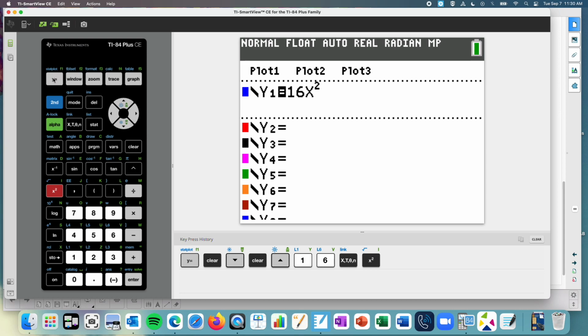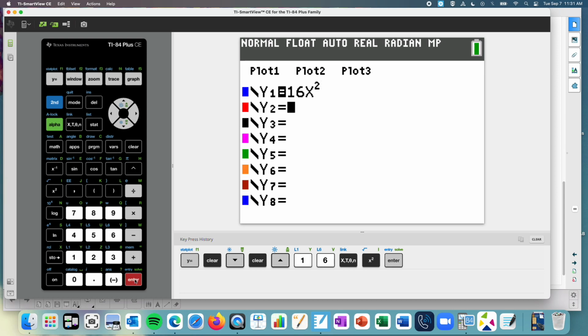Hit y equals in the upper left-hand corner to get to the location to put in equations. When you get to the x, the button right next to alpha will automatically do an x or whatever format you have the calculator in. So we have an x. And then squared, you can use the caret to put in squared, or there's a squared button. Then hit enter, and your calculator automatically has info stored for that function.